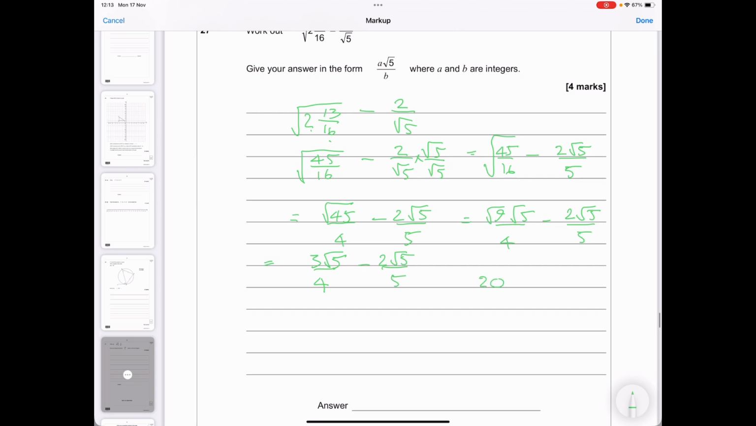So I'm going to put 20 here, and 20 here. So 4 goes into 20 five times, so that's 15 root 5, because I've timesed the 3 by 5. 5 goes into 20 four times, so I'm timesing 2 by 4, which is 8 root 5. And then that equals 7 root 5 over 20, and I don't think there's an awful lot we can do with that. So that's that. Oh, and that's the end of the page.